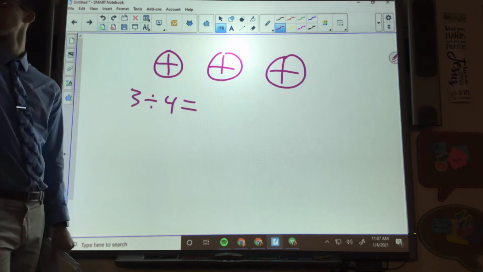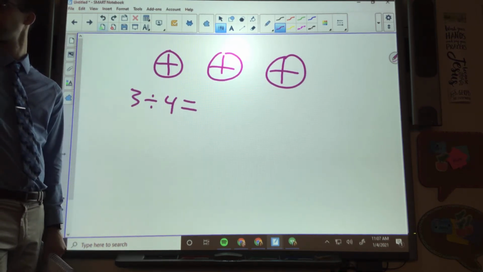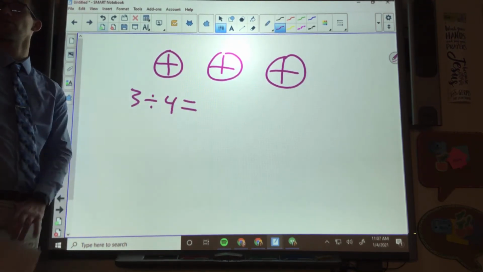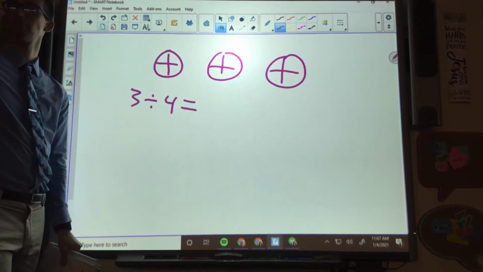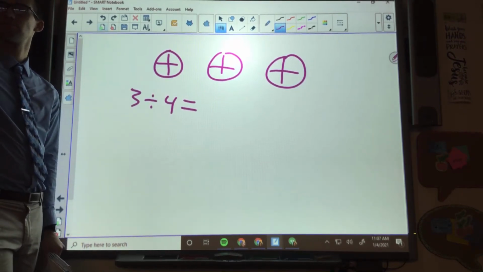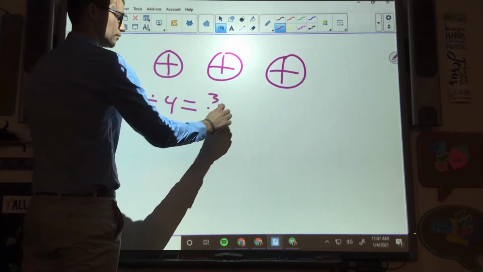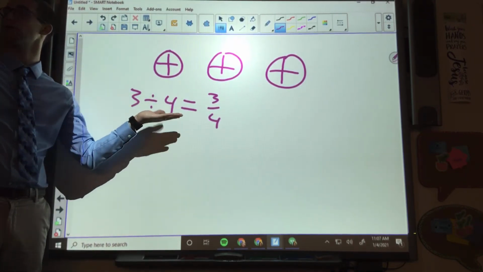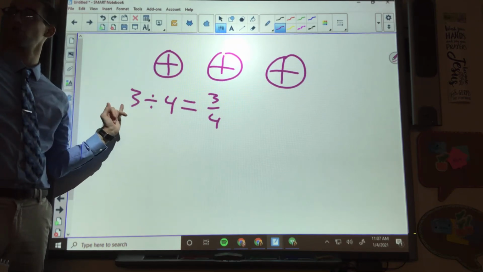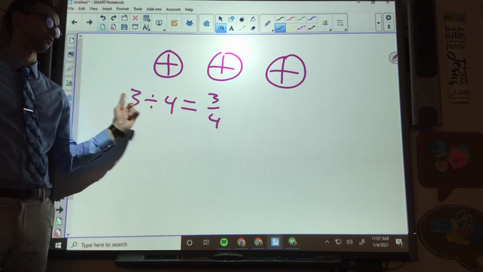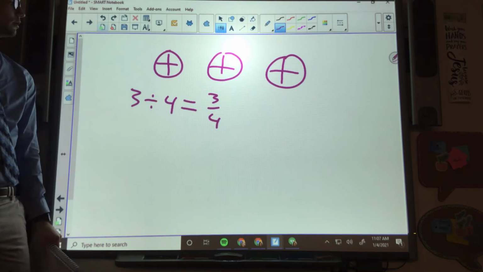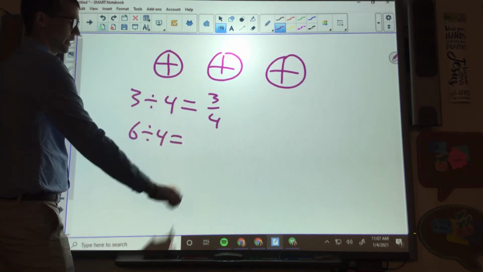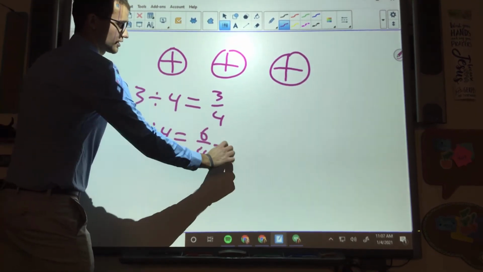3 divided by 4, each child gets how much of a portion? No. 3 divided by 4, which is what? 3/4. Remember the last one? It was 2 divided into 3. Now we have 3 total, and there's 4 people to split among. So 3, the total, divided by 4 people, is 3/4. Now if this ended up being 6 divided by 4, that would be 6/4, which would then simplify.